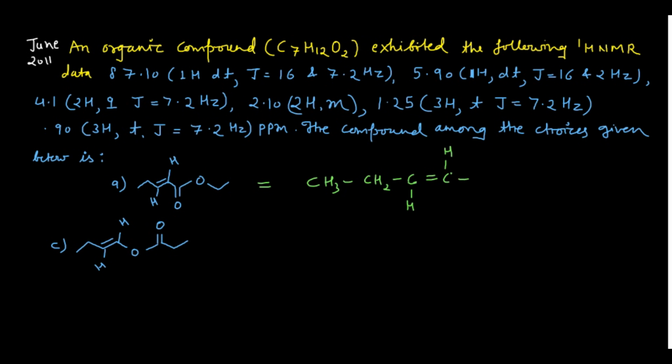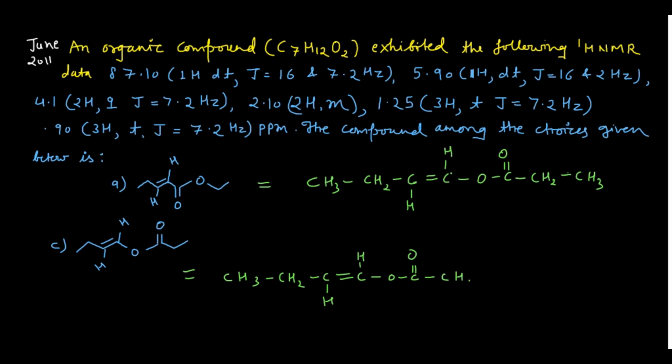So you can write O, C double bond O, CH2 CH3. So this is the first structure, and for this particular structure you can again draw this CH3 and this CH2, and now this is your alkene moiety, which is the trans one. So you can put one hydrogen here, another hydrogen here, and then you can connect it with the oxygen and then your carbonyl group, and this is CH3, CH2 CH3. So these are the two structures.